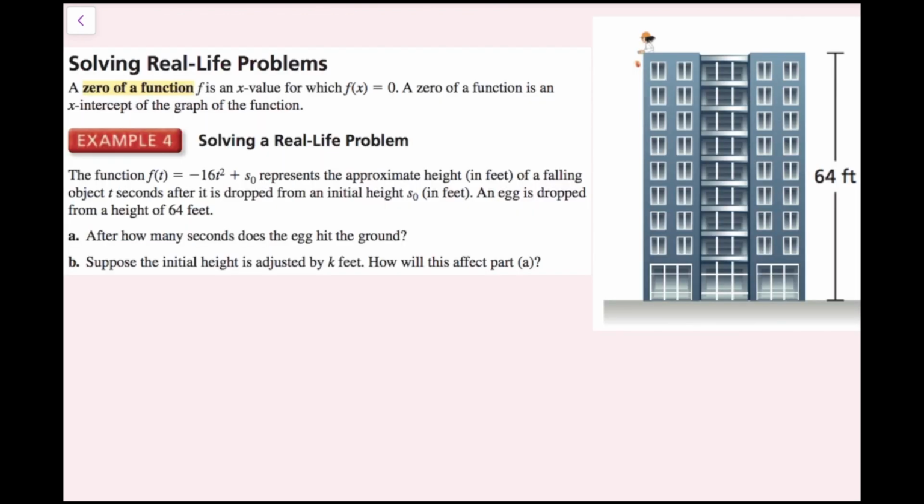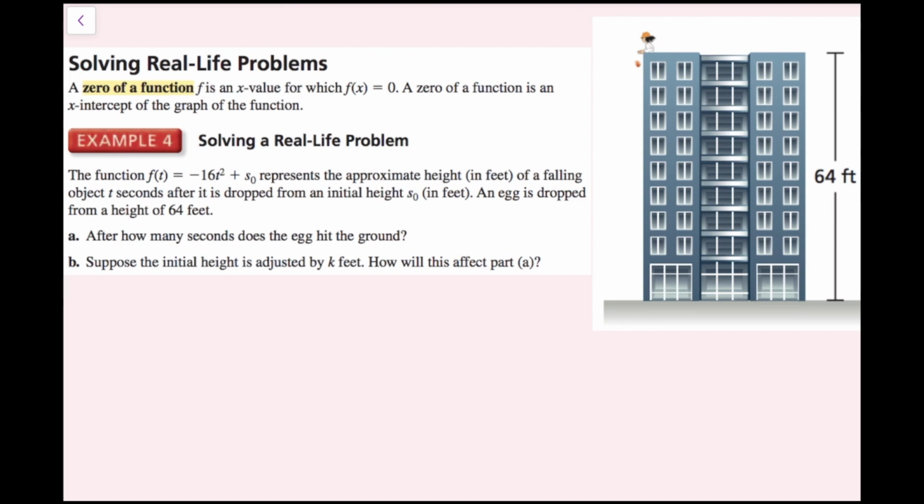Solving real-life problems. A 0 of a function, f, is an x value for which f of x equals 0. A 0 of a function is an x-intercept of the graph of the function. For example 4, the function f of t equals -16t squared plus s sub 0 represents the approximate height in feet of a falling object t seconds after it's dropped from an initial height s sub 0 in feet.